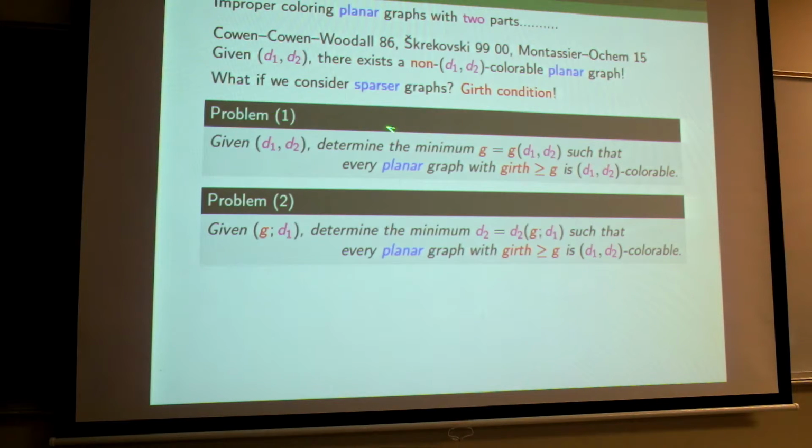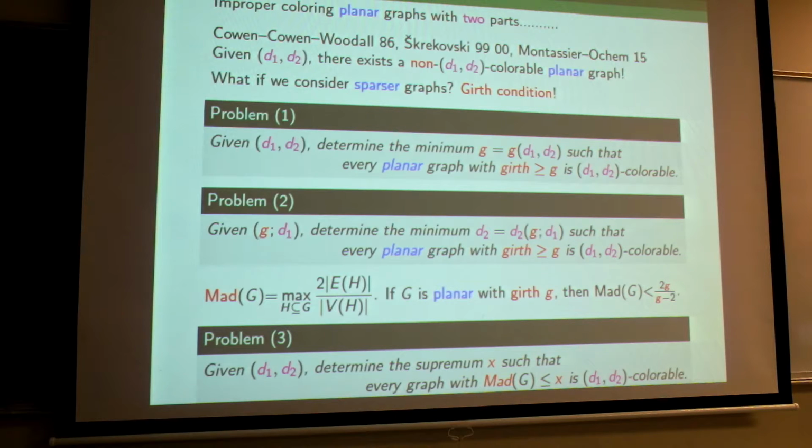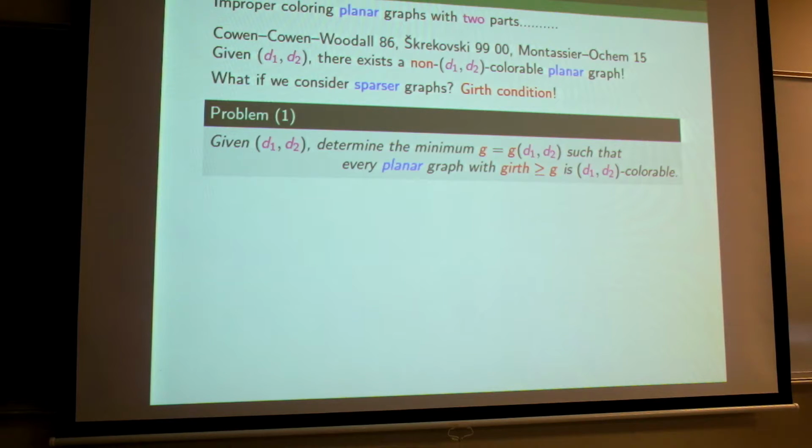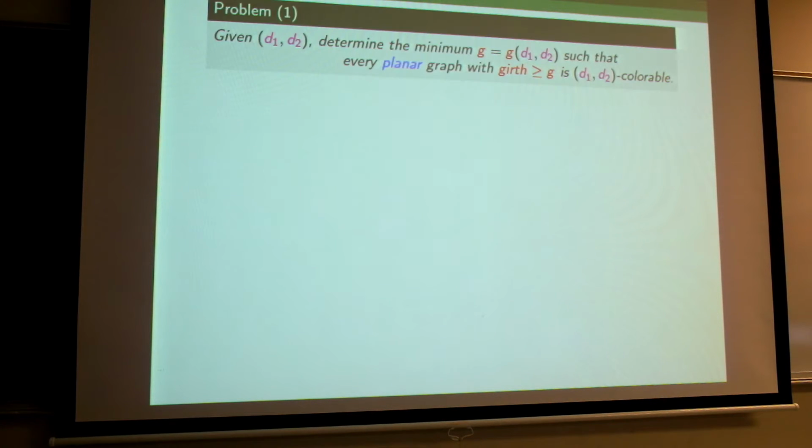But now, if you think about this, we haven't used anything of the fact that it's planar. So maybe we can just consider sparse graphs. And one way of measuring this sparseness is this parameter called the maximum average degree. So drop the planarity, forget that your graph is planar, and just say, can you determine the supremum of this maximum average degree that guarantees that your graph is d1, d2 colorable? So there are a lot of questions, or 3 different directions where you can investigate this topic. And I'll only talk about the first one, because I like the first one the most.